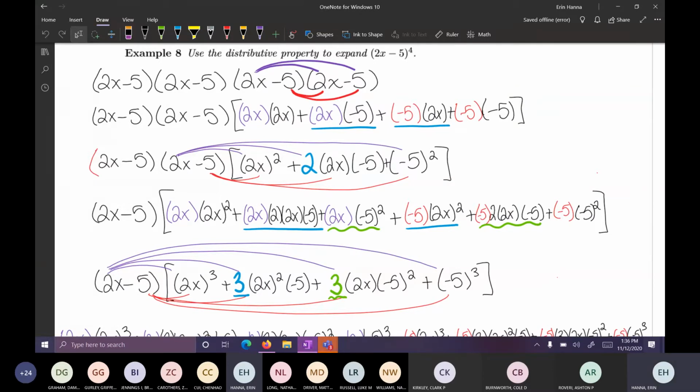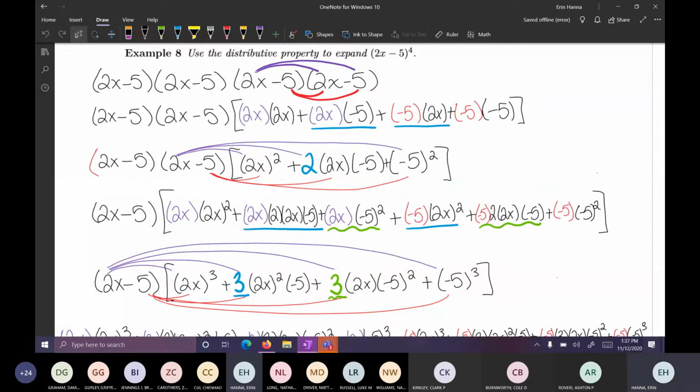And then we just keep doing the same thing. That 2x is going to go to each term in that, and the -5 is going to go to each term in that new expansion. So that's why these are in purple. And I know the Teams people can't see things. I'm pointing to things on a screen. But the -5 goes to each term.